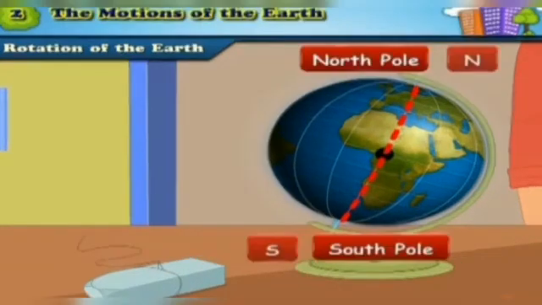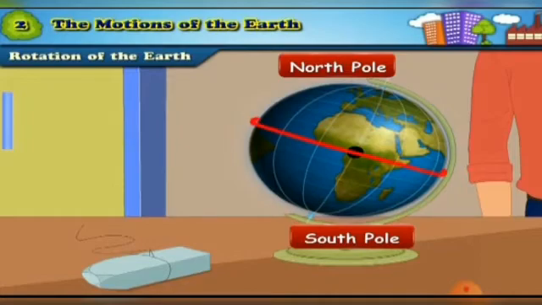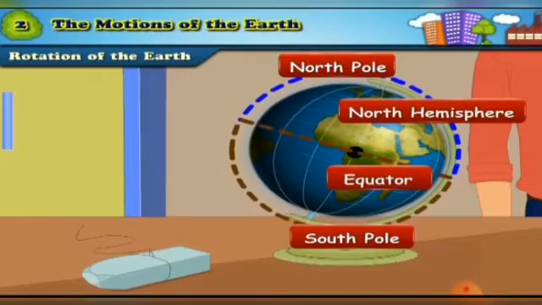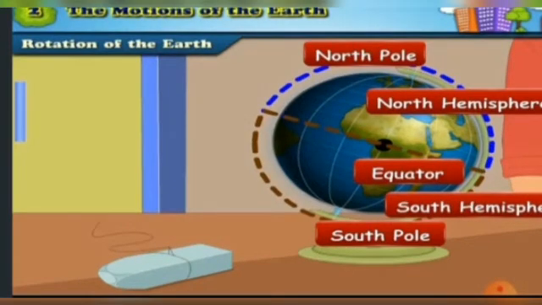The points N and S are the poles of the earth. N is the north pole of the earth, while S is the south pole of the earth. If a circle is drawn around the surface of the earth exactly in between, this imaginary line is known as the equator. The two equal parts created by the equator, between the north and the south pole of the earth, are known as the northern and southern hemispheres.